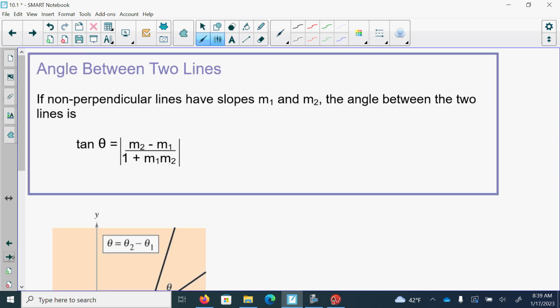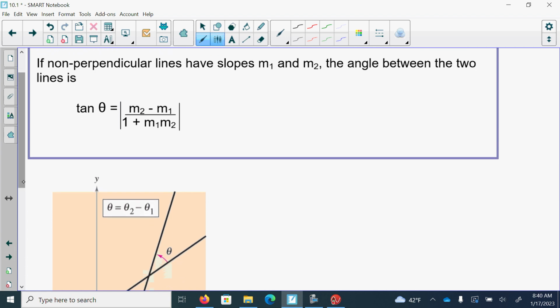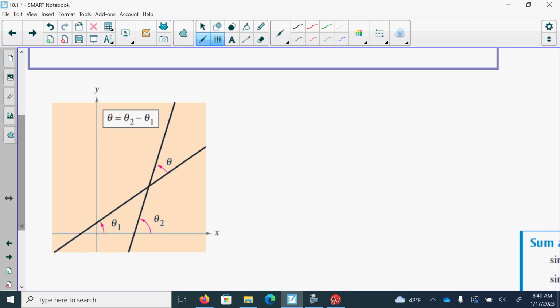Okay, the next formula I'm going to see is for a non-perpendicular line that has a slope 1 and another slope 2. So you have two different lines here. Then the angle between those two lines is given by that formula right there. So I'm going to take the second slope minus the first slope, and then put it all over 1 plus the two slopes multiplied. Now, since I'm taking the absolute value, it really doesn't matter if I take m2 minus m1 or m1 minus m2, because the absolute value will take care of it. So when I'm doing this, I'm finding the angle between these two lines.